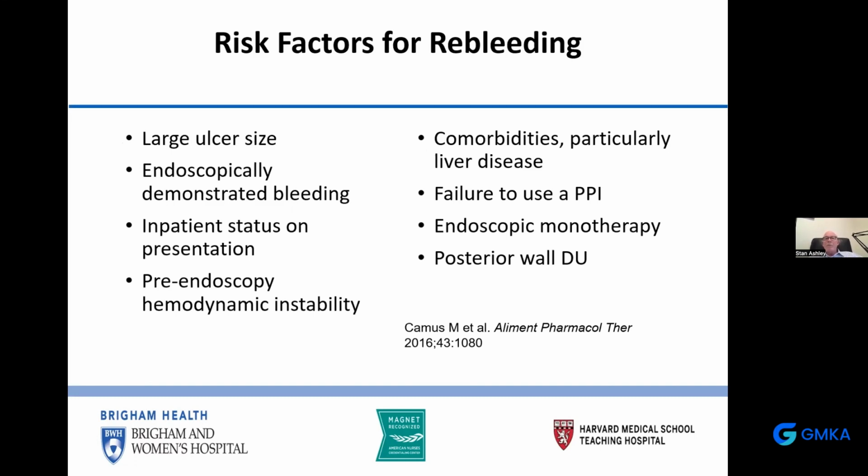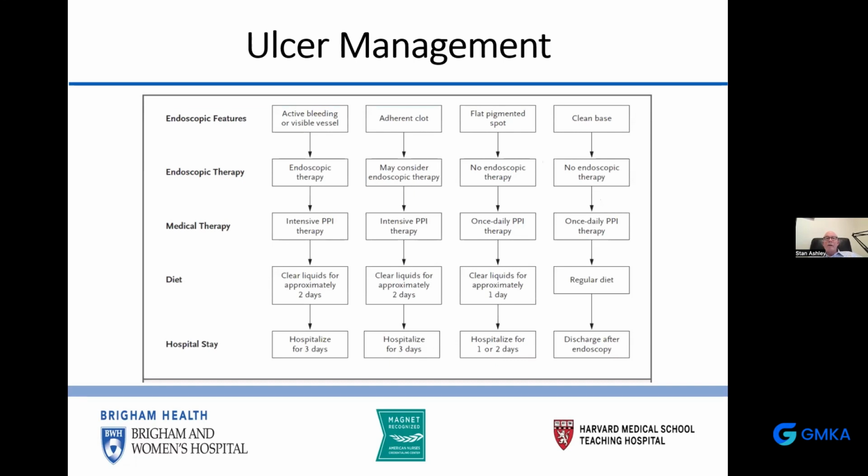Big ulcers are likely to rebleed. If they're endoscopically bleeding actively, patients that were in the hospital for something else are more likely to rebleed. Hemodynamic instability, significant comorbidities, no PPI. So at this point, a PPI is really important. One treatment, monotherapy, posterior wall duodenal ulcers rebleed. So this kind of shows an algorithm for what you do after you've controlled active vessel: intense PPIs. That usually means intravenous, clear liquids for 2 days, and they probably ought to stay in the hospital at least 3 days.